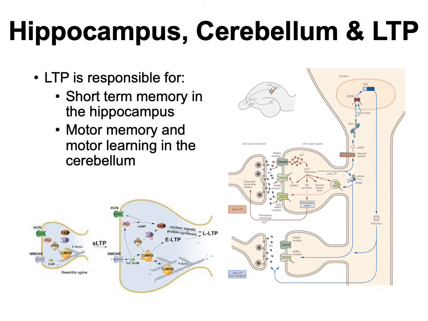Hippocampus, cerebellum, and long-term potentiation. Long-term potentiation is responsible for short-term memory in the hippocampus. The more you study something, the more you review something, helps your dendritic spines to grow so you can remember the information. The motor memory in the cerebellum is also a part of this process, and the more you practice something, a physical activity, you will have motor learning in the cerebellum.